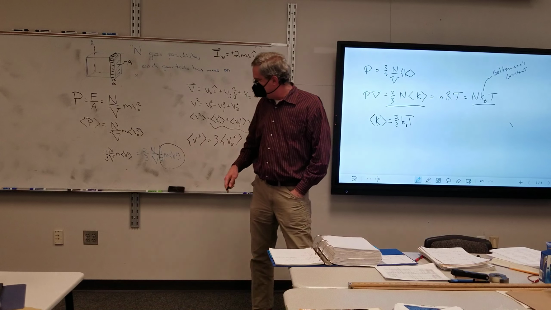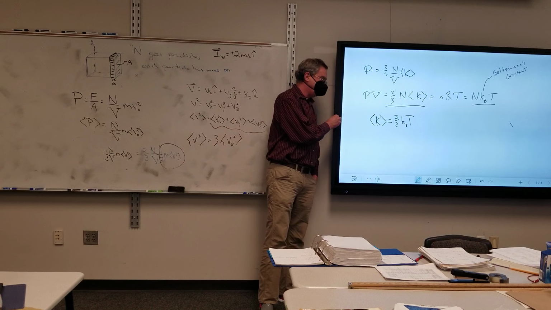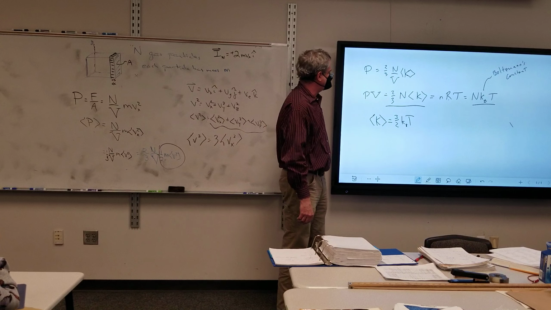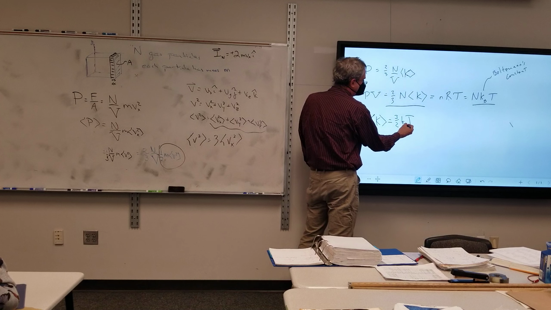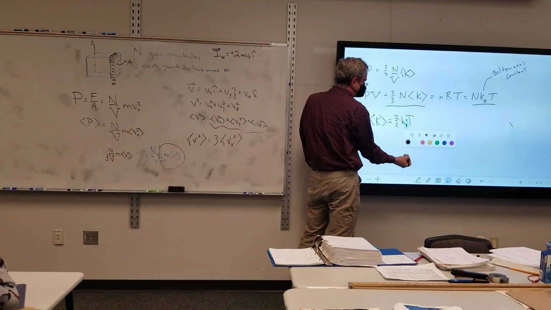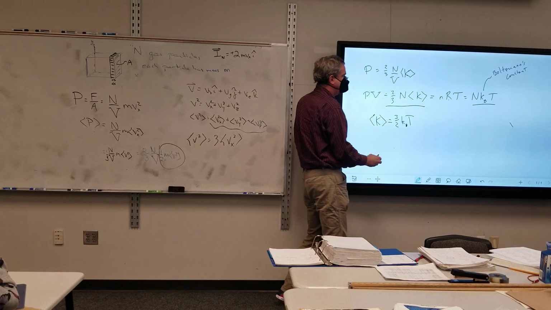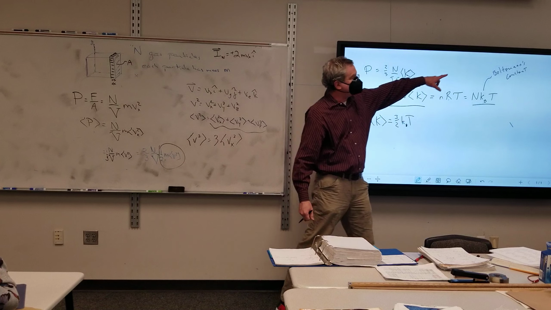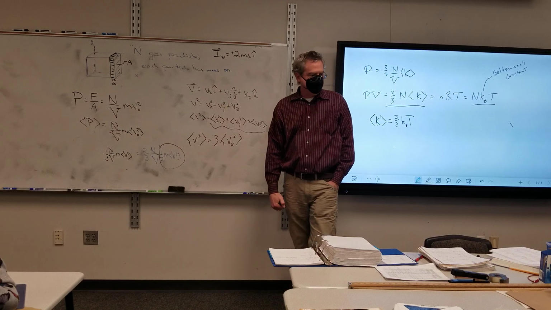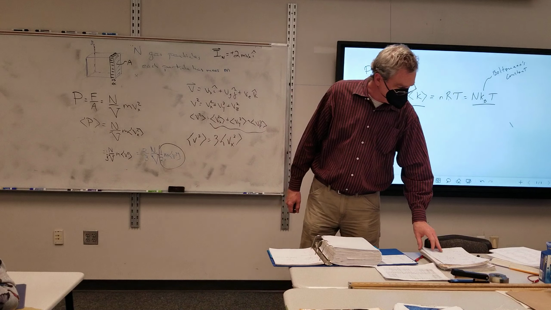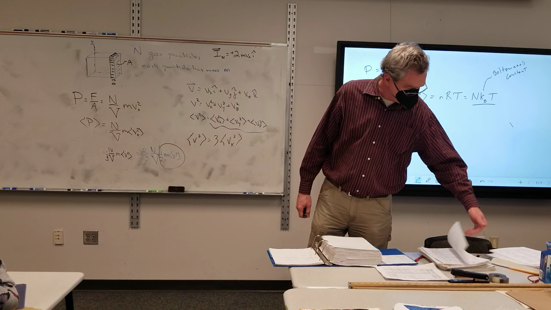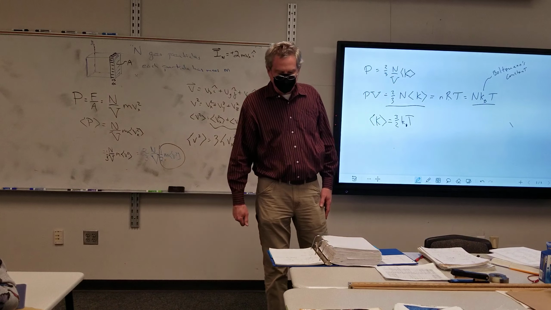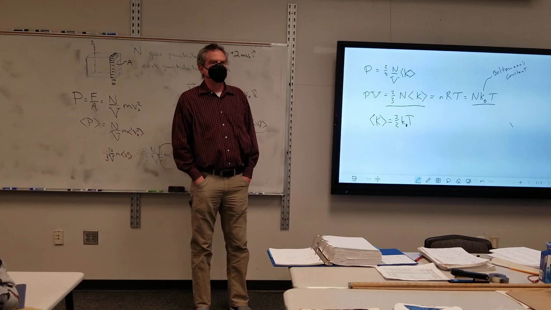Wait, what is the K? That's a B. So as temperature increases, the kinetic energy increases. That K sub B is Boltzmann's constant, which I suppose I wrote down somewhere. It's not one of those constants that I use regularly, so you just look it up.